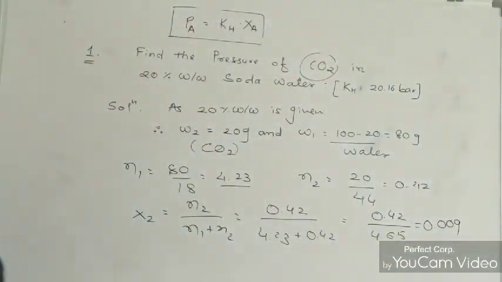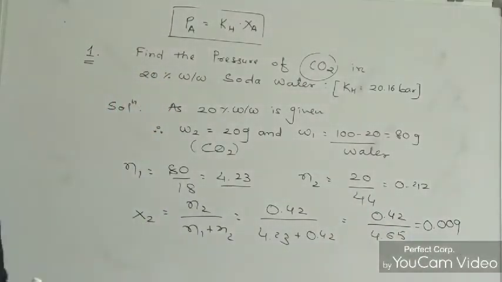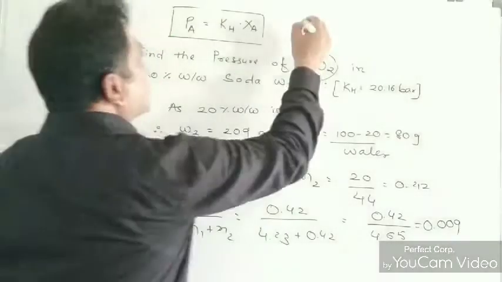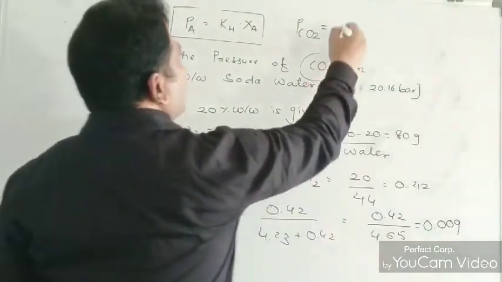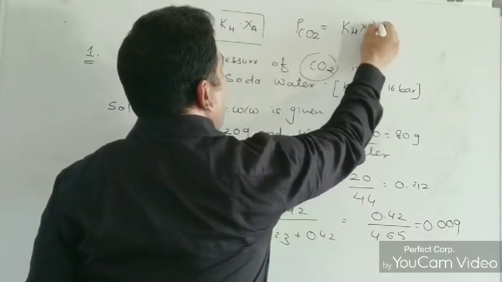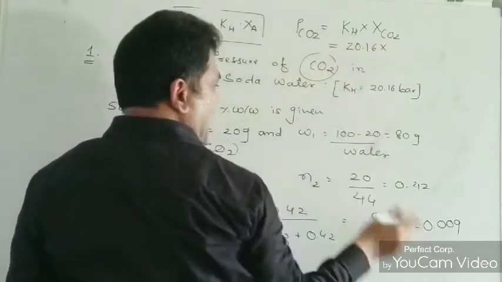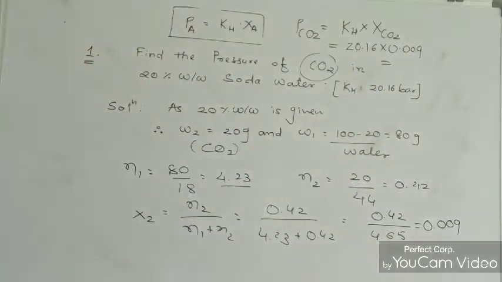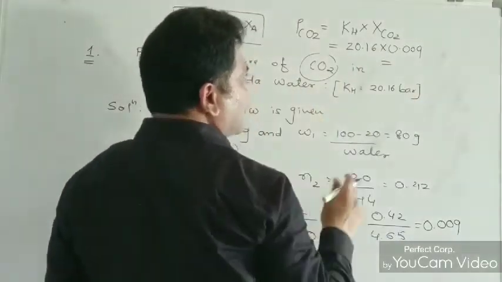Now if we divide this, our answer will be nearby 0.009. Our answer should come like 0.009. Okay, whatever answer comes, I have written here 0.009. So here we have found X2. Now use this formula. To use this formula we write: pressure of carbon dioxide is equal to Henry constant multiplied by X of carbon dioxide. The Henry constant given is 20.16, and this came 0.009. Multiply them. So your answer will be nearby 180 divided by 1000.